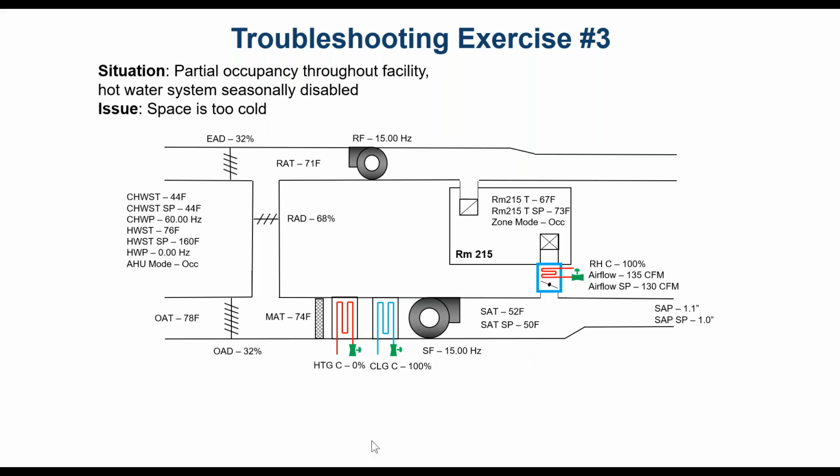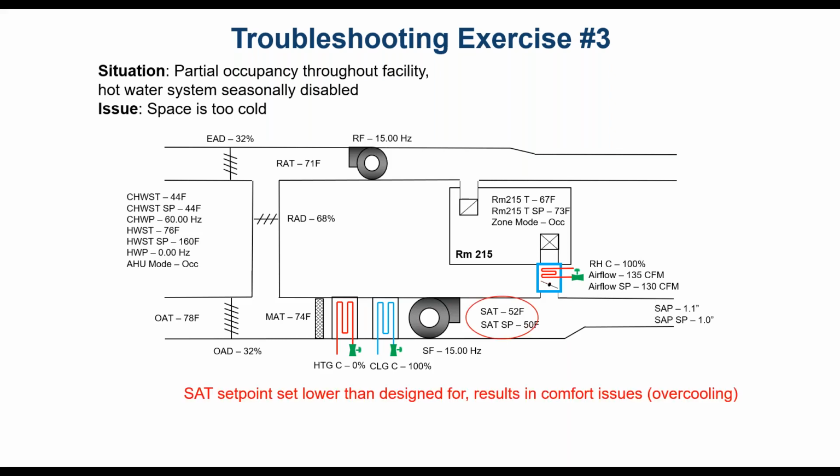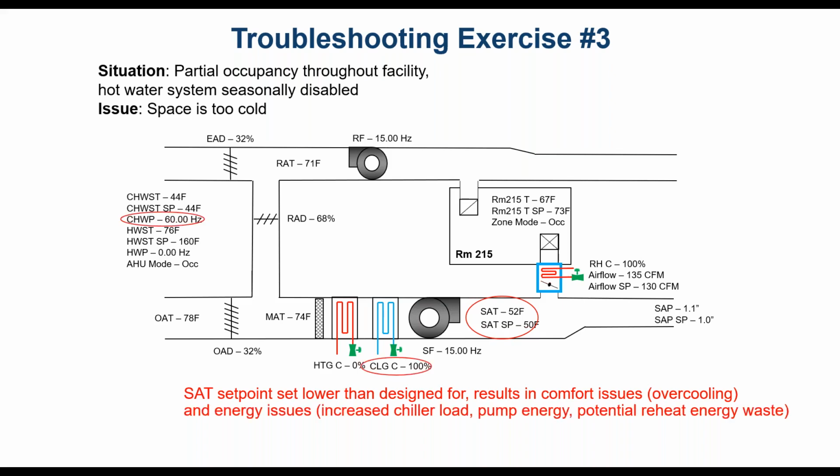Well, on a supplier temperature set point, you should never be doing overrides to go below the design supplier temperature. So the supplier temperature set point was lower than designed for, and this resulted in comfort issues. We were overcooling the space. And energy issues, because now that increases the load on the chiller. The pump is running at full speed, so we're increasing pump energy.